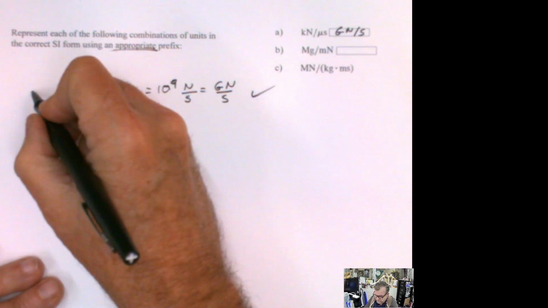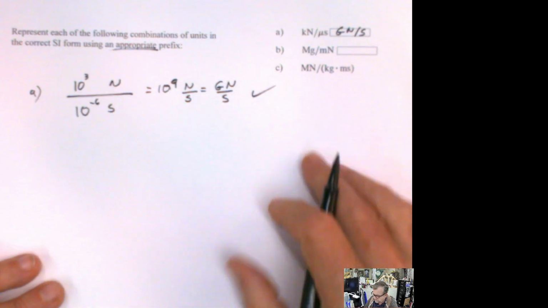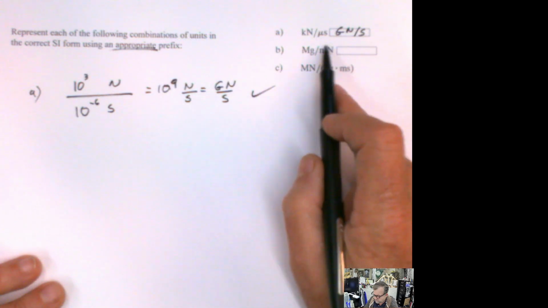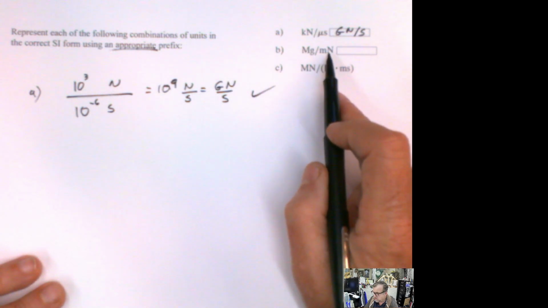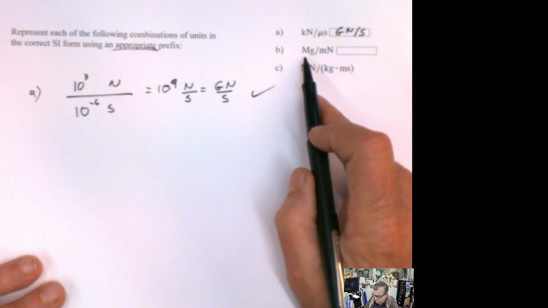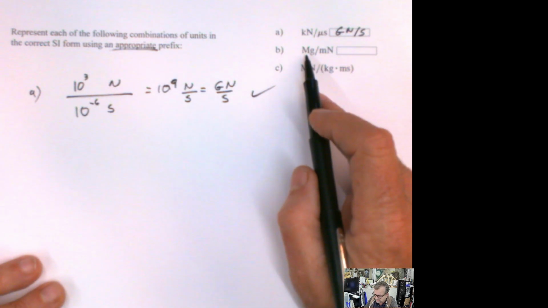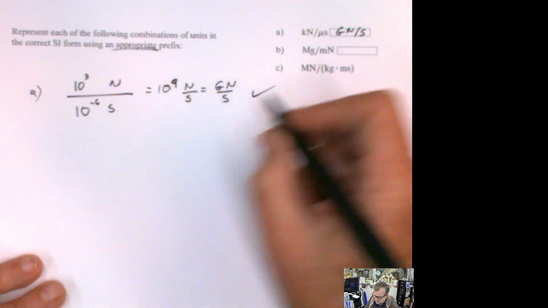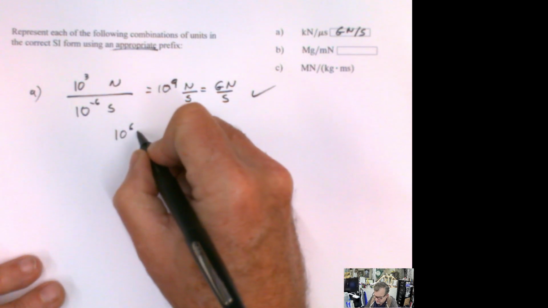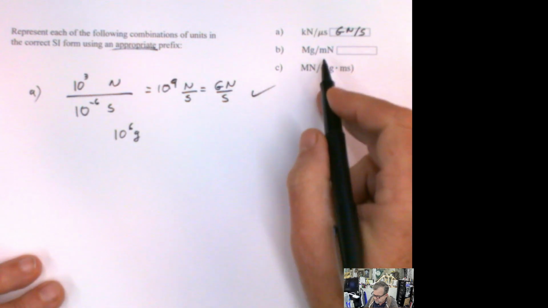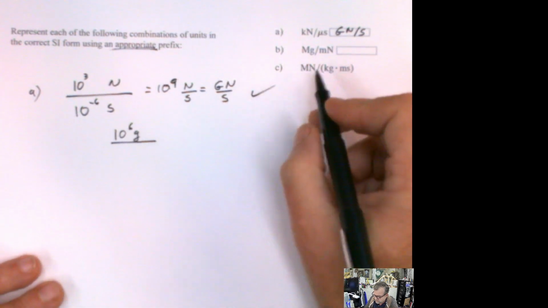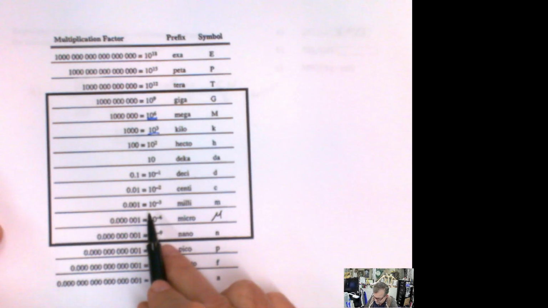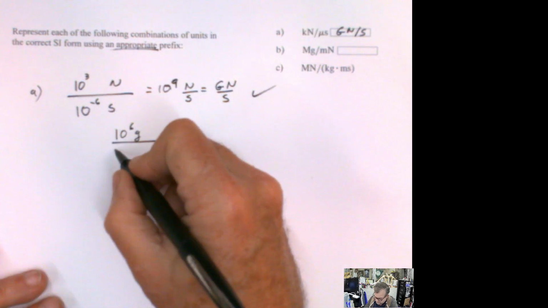Done, part A. Now part B, megagram per millinewton. Once again, we have prefixes in the denominator that we don't need. What do we do? Mega. What is a mega? A mega is a million grams. So we can say megagram is 10 to the 6 grams divided by millinewton. Milli is 10 to the negative 3, so 10 to the negative 3 newton.